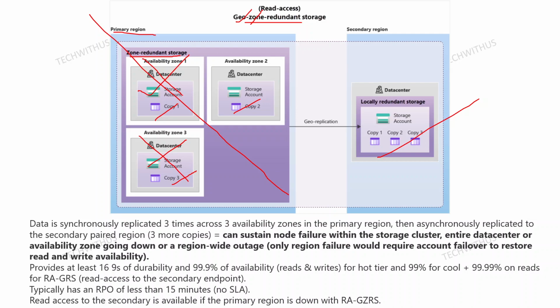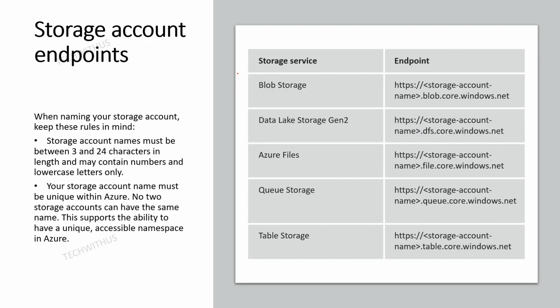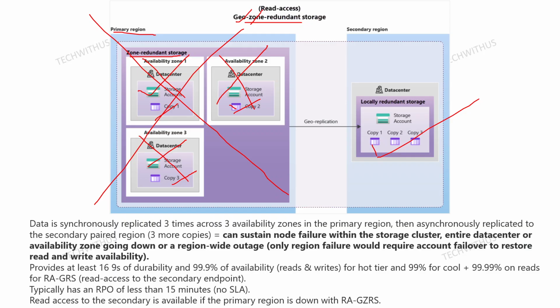If your availability zone one is down, it will try to access from availability zone two. If this region itself is completely down, it will try to access from the secondary region. So this is a bit more costly than the other options. This is how we have categorized it: GRS, ZRS and LRS.